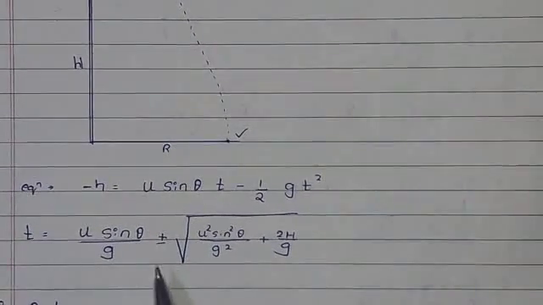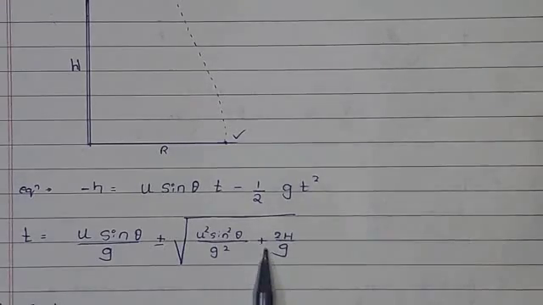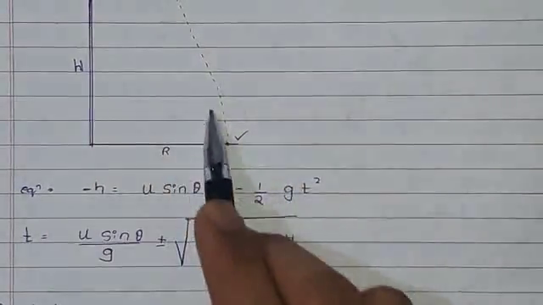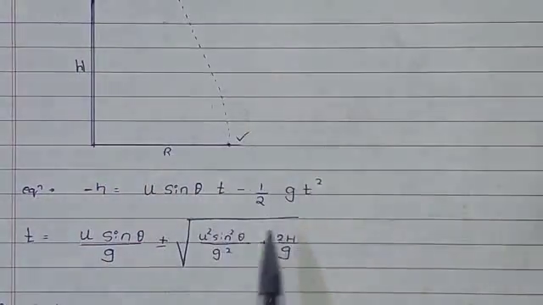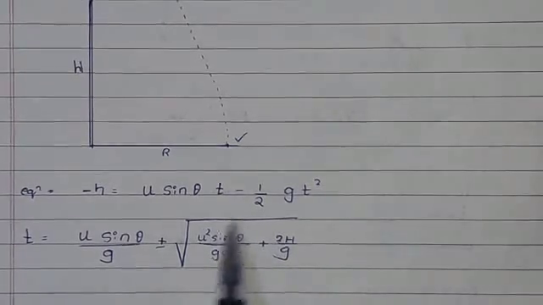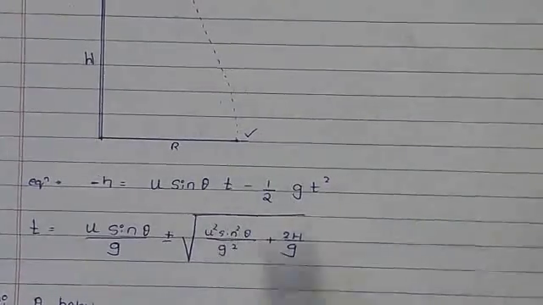Time equals u sine theta upon g, plus or minus under root of u squared sine squared theta upon g squared plus 2h upon g. So this was the actual time: u sine theta upon g plus or minus all of this.